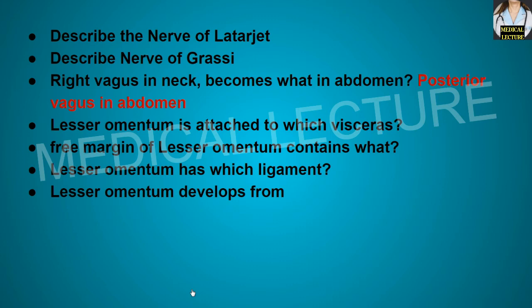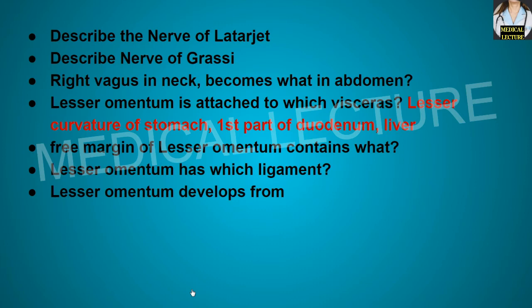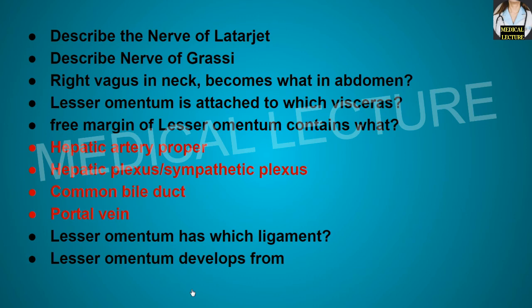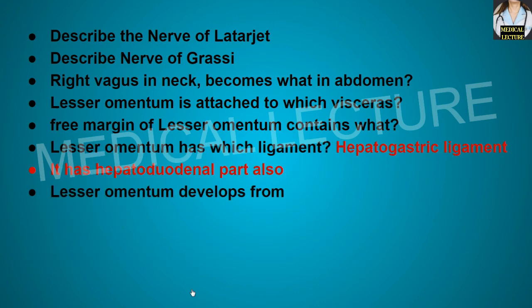Lesser omentum is attached to which viscera? It is attached to the lesser curvature of the stomach, the first part of the duodenum, and the liver. Free margin of the lesser omentum contains what? It contains the hepatic artery proper, hepatic plexus or sympathetic plexus, common bile duct, and the portal vein. Lesser omentum has which ligament? It has the hepatogastric ligament, and the hepatoduodenal part also.